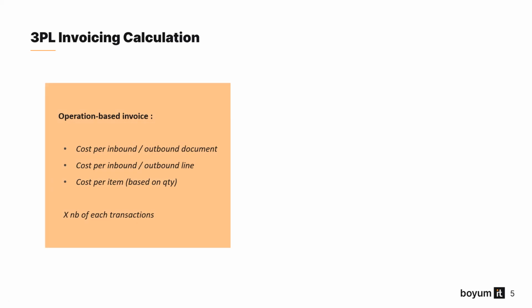Part of the 3PL invoice services is based on the logistics operation, so a cost per inbound and a cost per outbound document need to be defined, as well as a cost per inbound and per outbound line of document. For each item, you can also define a cost related to the quantity of units concerned by the inbound or outbound transaction. All those costs will be then multiplied by the number of occurrences to get the total amount.